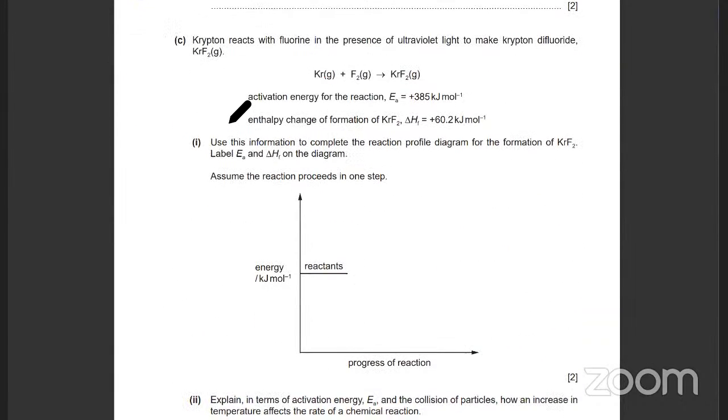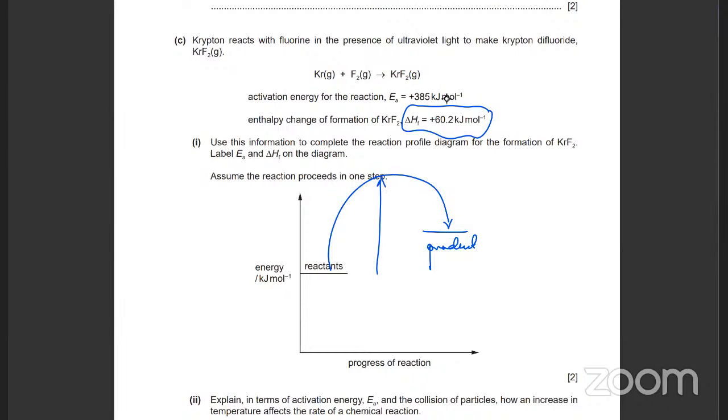So then I have this question, which is simply just O levels. You've got an endothermic reaction, so your product is going to be higher. It's gaining energy. The activation energy is 385, and all arrows must start from the reactant. So that's 385, and the enthalpy change would be going from the reactants to the products. That's plus 60.2, and you can label this. This is EA, and this one is delta H.